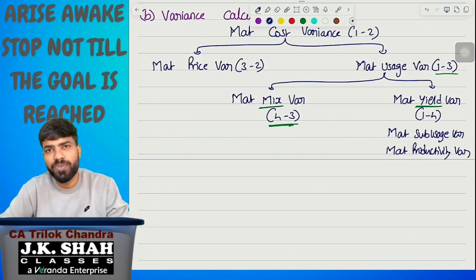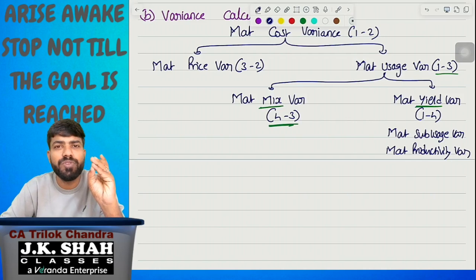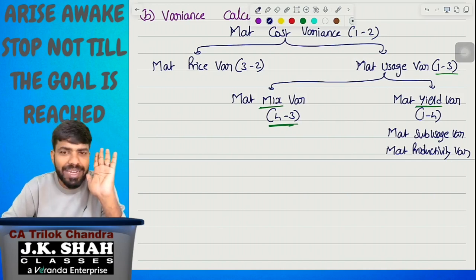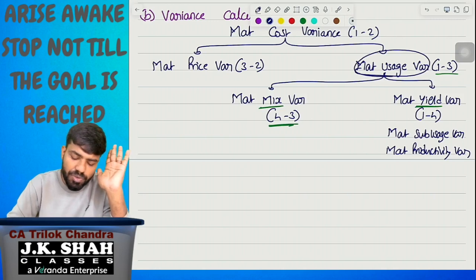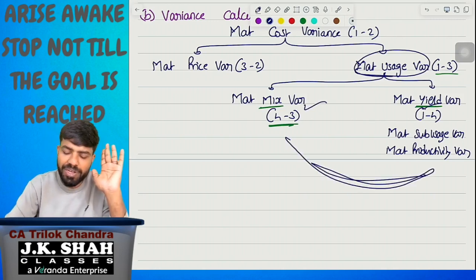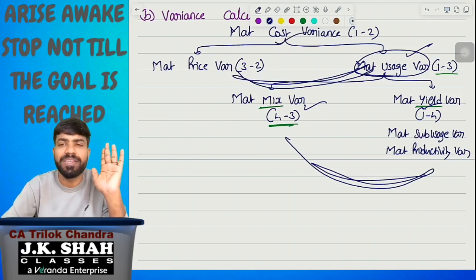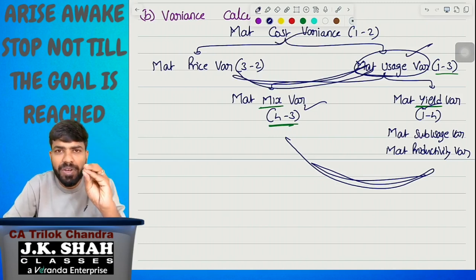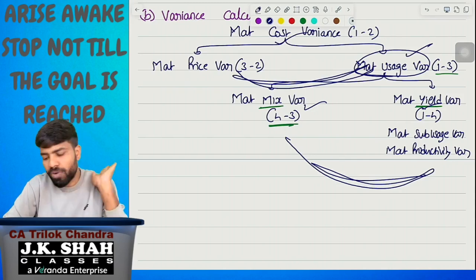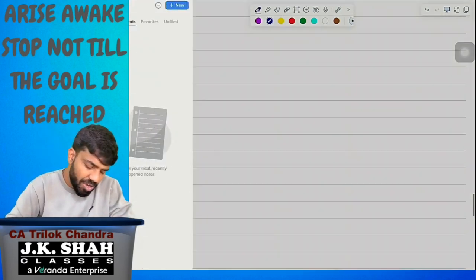So this is the format which helps to calculate material cost variance, price variance, usage variance, yield variance, and then mix variance. Are you understanding? Usage only we are classifying into two, mix and yield. If you add these two, you will get usage. If you add price and usage, you will get cost variance. All of you clear about this? Okay, now let us start doing a few questions from the material cost variances.